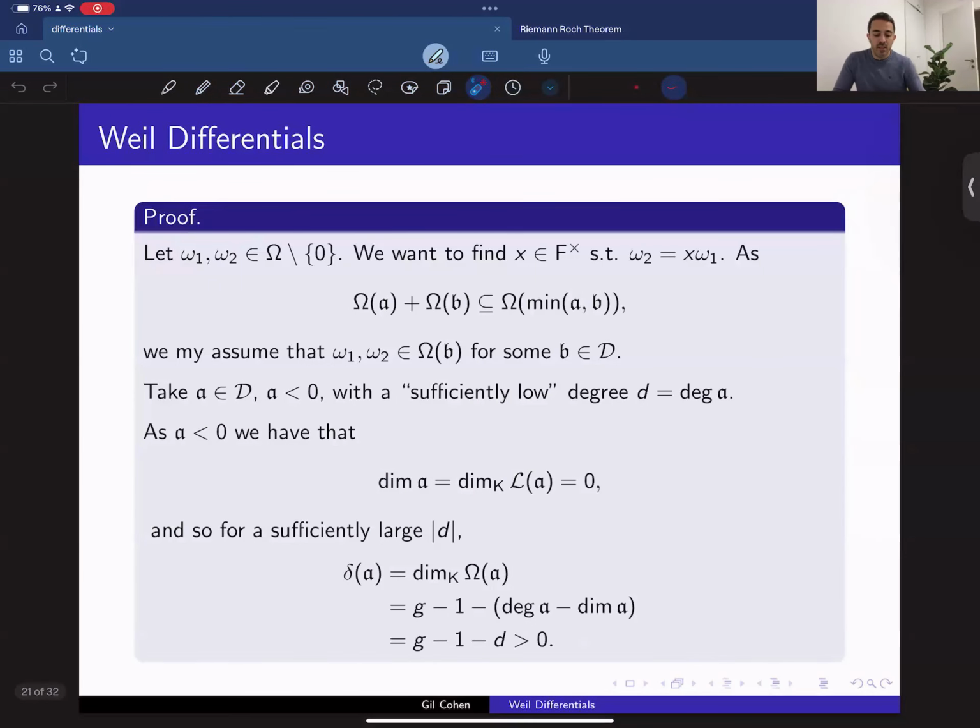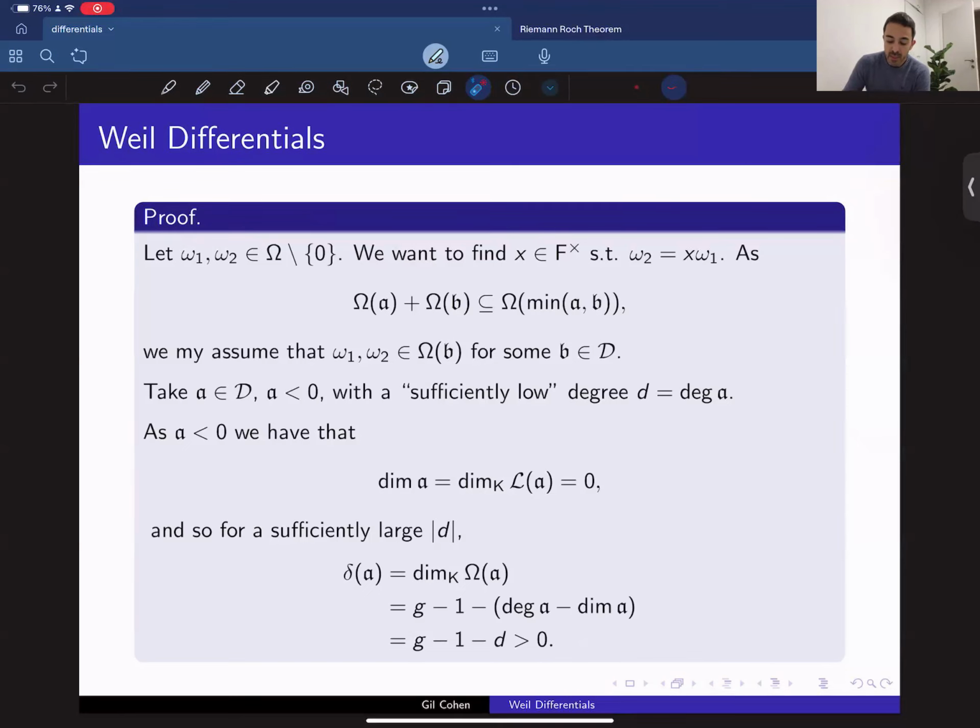Anyhow, how would you prove that omega has dimension 1 as an F vector space? What you want to do is take any two differentials, or non-zero differentials at least, and prove that there is some x such that omega 2 is x times omega 1. But it's essentially a line over F.